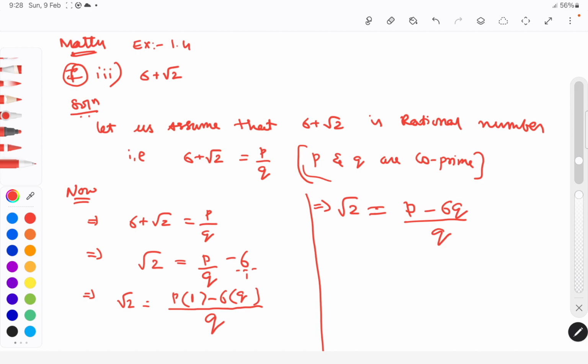After this, if we see here, on the right hand side all the numbers are coprimes, and the right hand side is in p by q form. So this is a rational number. Right hand side is a rational number, so you should write like this: here RHS, that is p minus 6q by q, is a rational number.